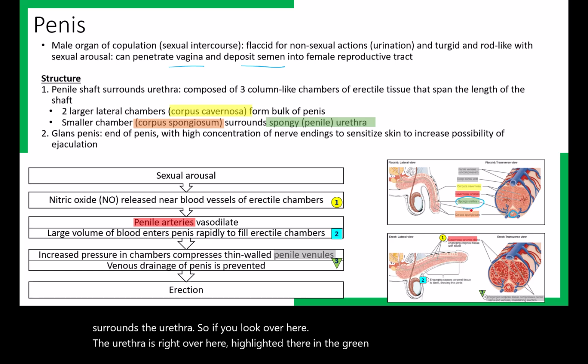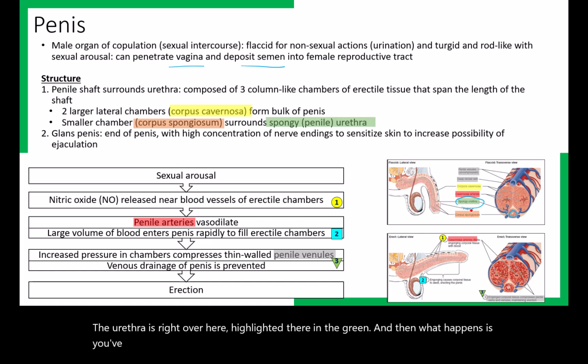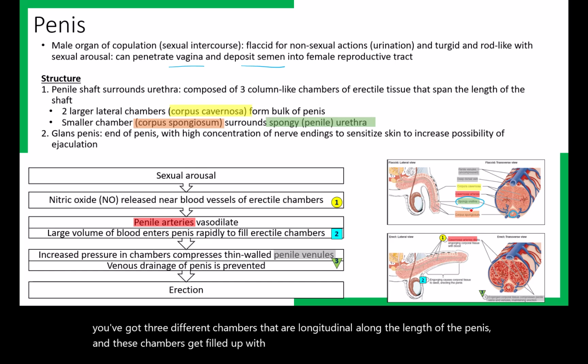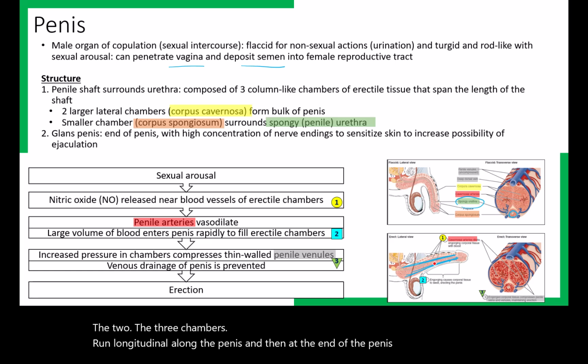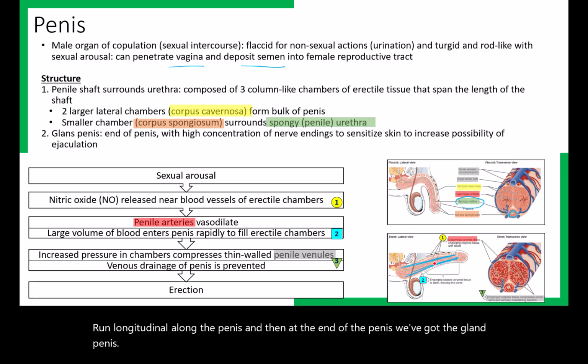Then you've got 3 different chambers that are longitudinal along the length of the penis. These chambers get filled up with blood during sexual arousal in order for an erection to be sustained and for penetration to occur. The 3 chambers run longitudinal along the penis, and at the end of the penis we've got the glans penis, which is very, very sensitive.